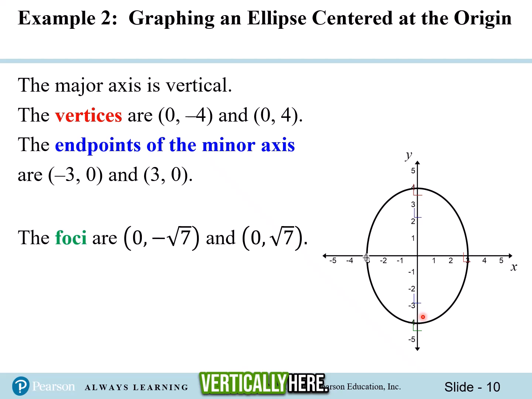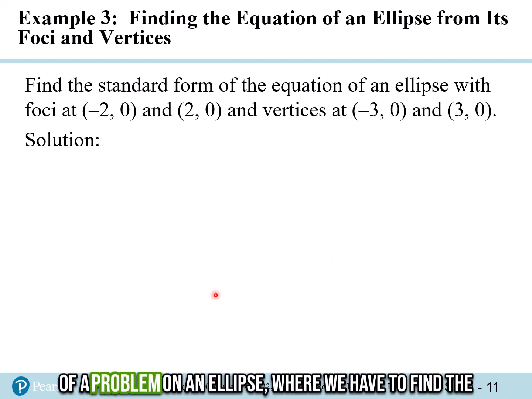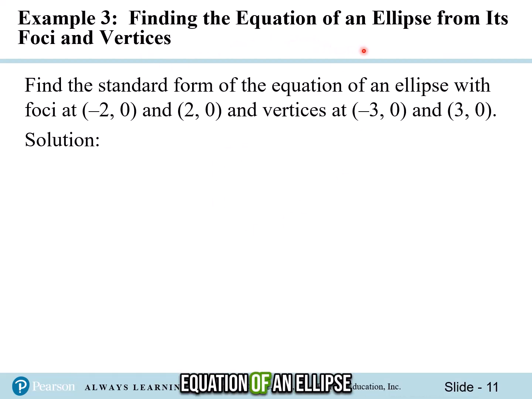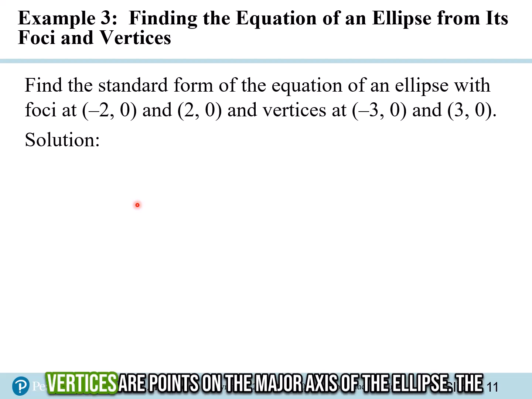position vertically here. We will now go through another example of a problem on an ellipse where we have to find the equation of an ellipse given the coordinates of its foci and its vertices. Now recall that both the foci and the vertices are points on the major axis of the ellipse.